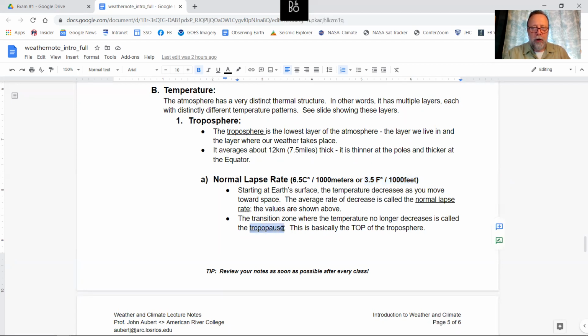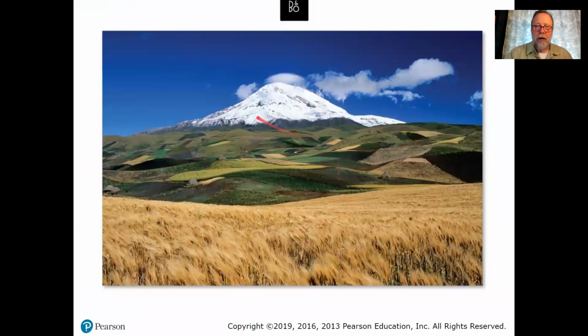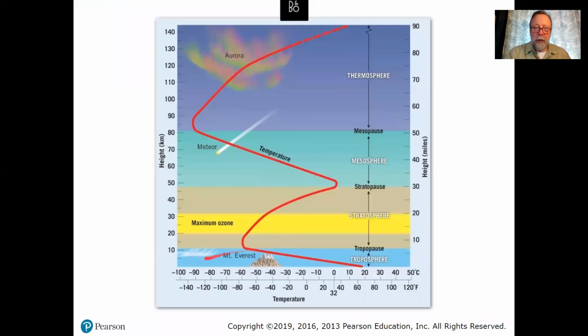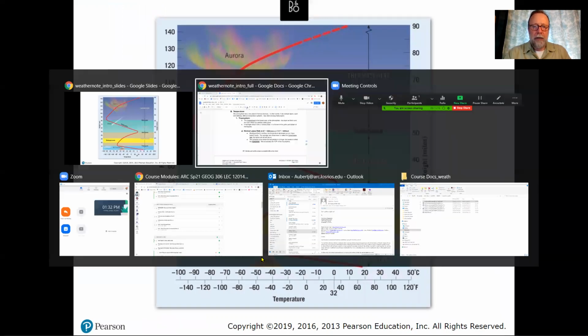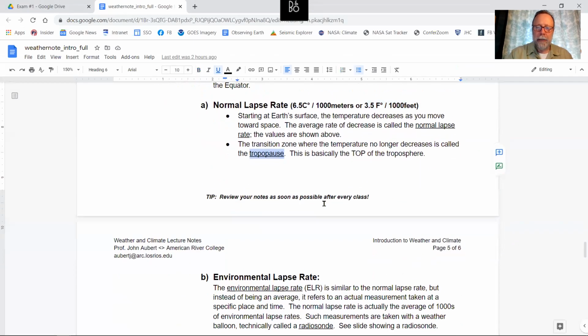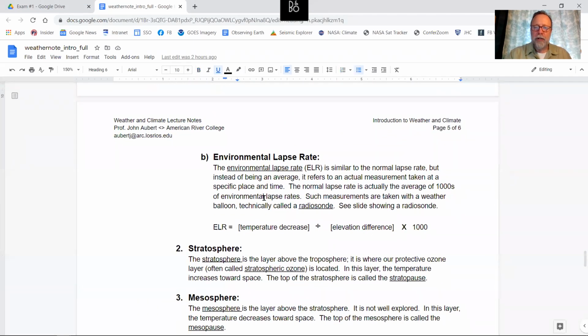Notice you see this term tropopause. What is the tropopause? Well, it's really the elevation at which that temperature decrease begins to slow down and stop and reverse itself. So that's why they call it a pause. Now, for a minute, I'm going to take a little side detour, and in your notes, it talks about calculating some of these values.